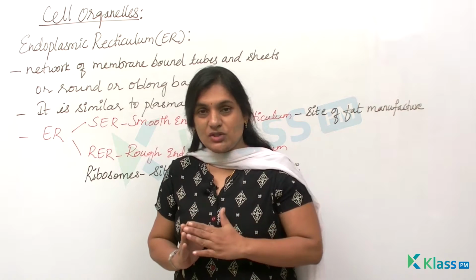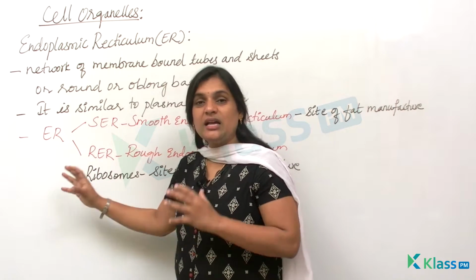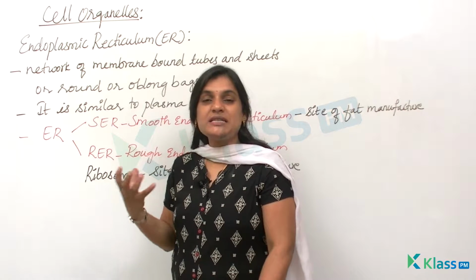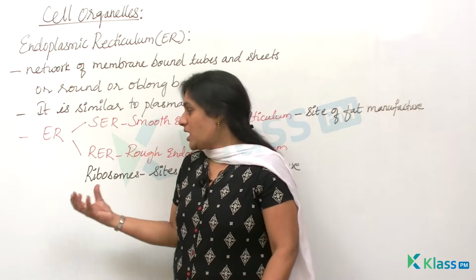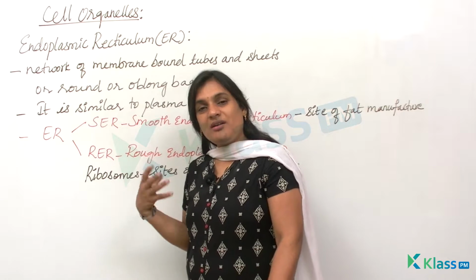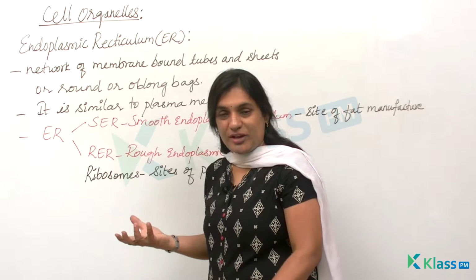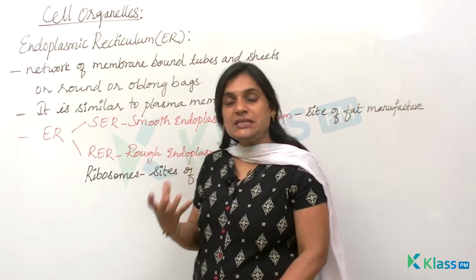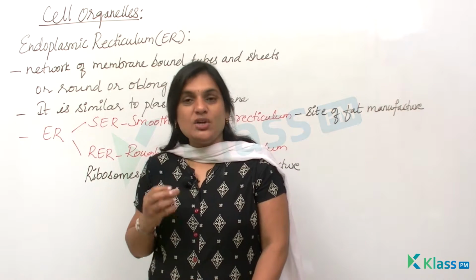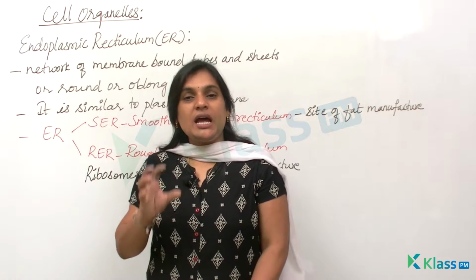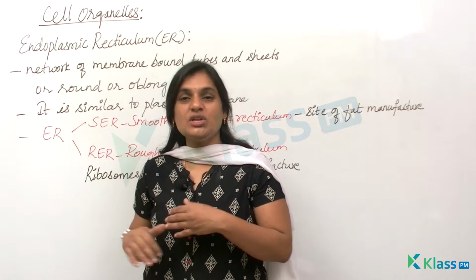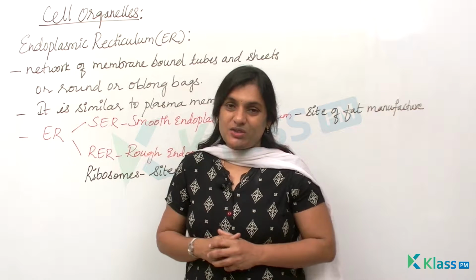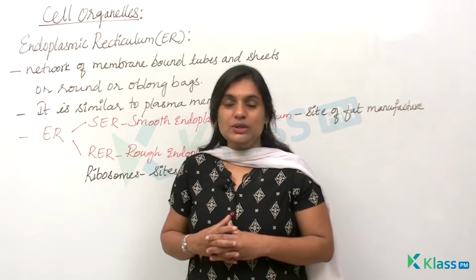So you might have understood that this ER helps in transportation of proteins and lipids which are synthesized within the cell. As I've told you, the ribosomes are naturally the sites of protein manufacture, and this SER which is present synthesizes lipids or fats which are needed for the cell, right? And these proteins and lipids which are manufactured are transported to the different parts of the cell through the ER.